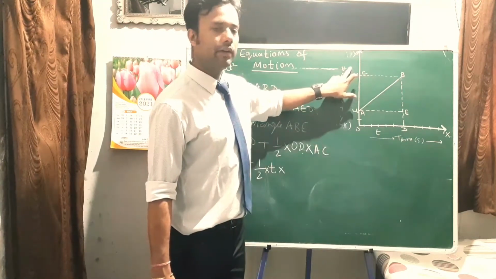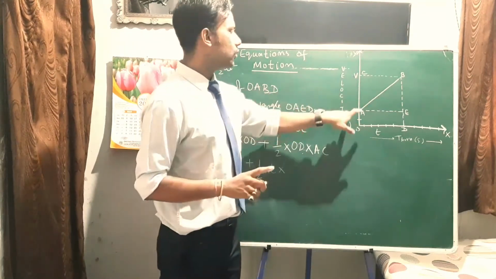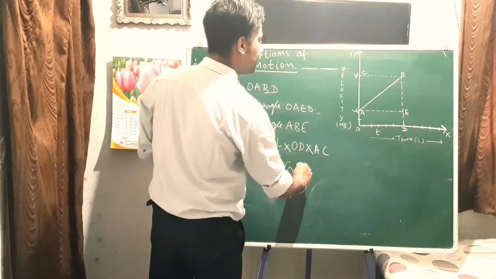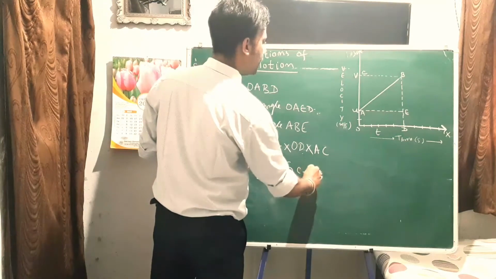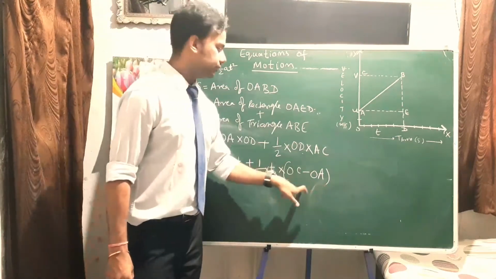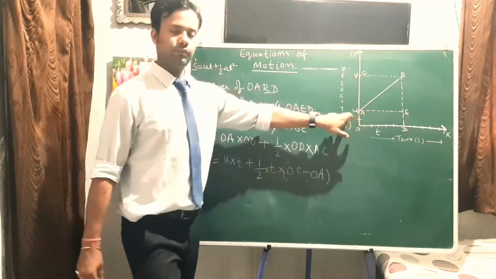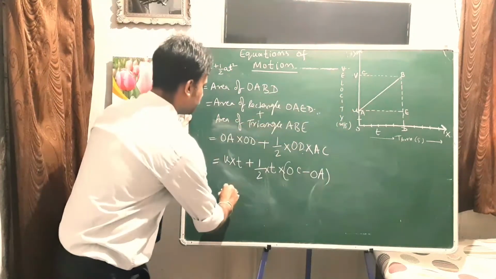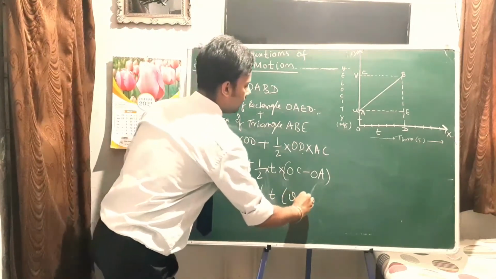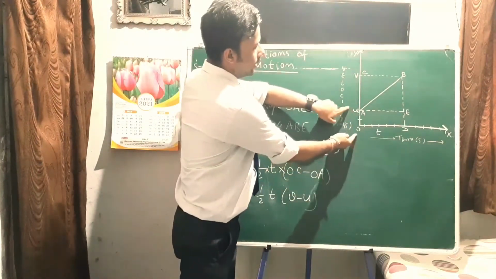AC can again be written as OC minus OA. In the previous case, we wrote the value of AC. Here AC can be written as OC minus OA, right? That is nothing but OC. OC is V and OA is U. So this will become UT plus half T into V minus U, because OC is V and OA is U.